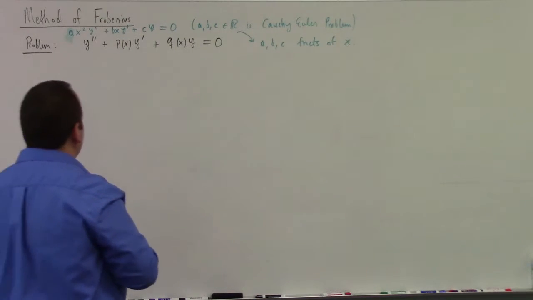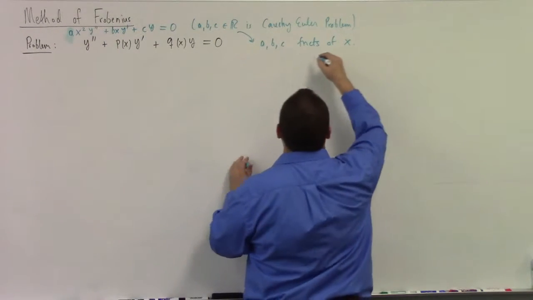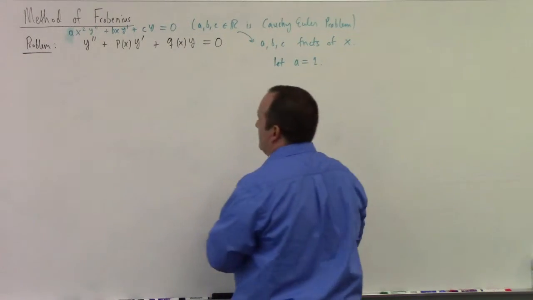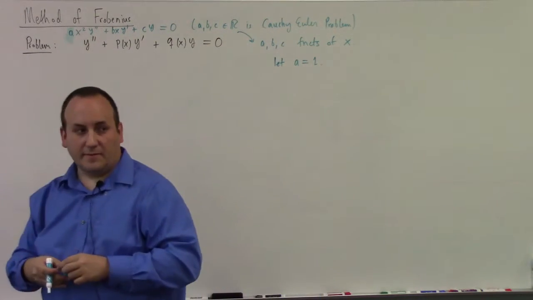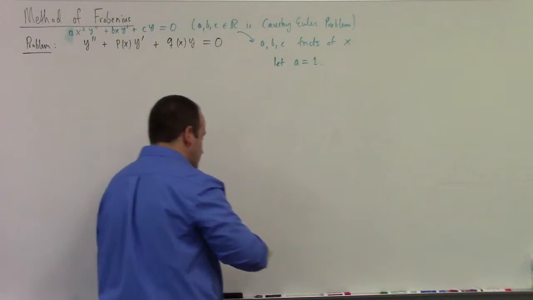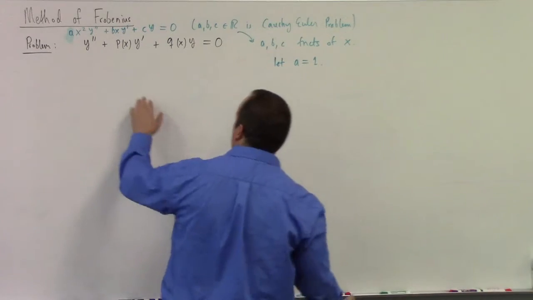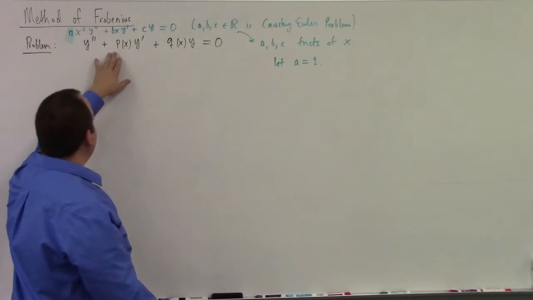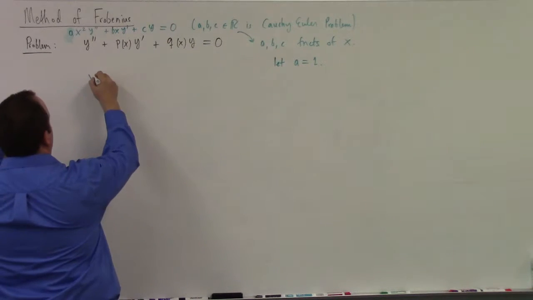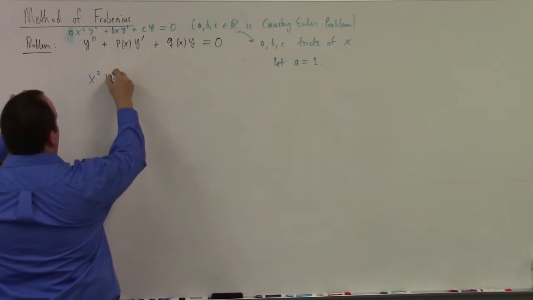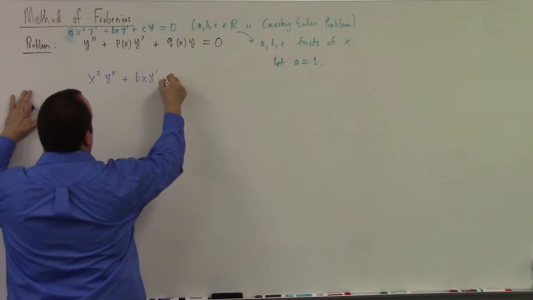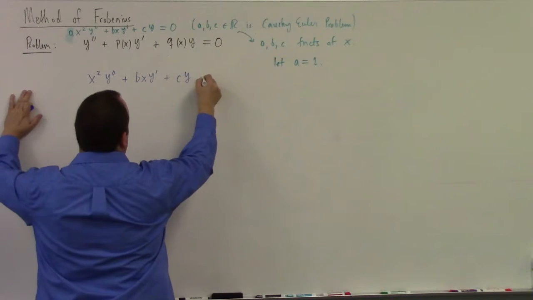And in fact, for convenience, we're just going to let a be 1, just to make things a little bit easier to think about. All right. So what would the relation be between the b and the p and the q? So if I was to take x squared y prime prime plus bx y prime plus cy equals 0.